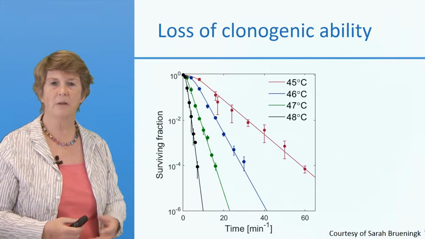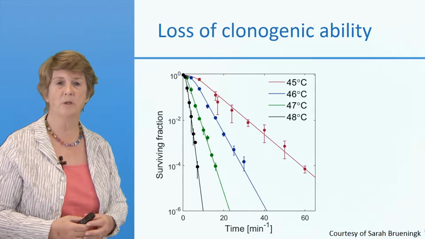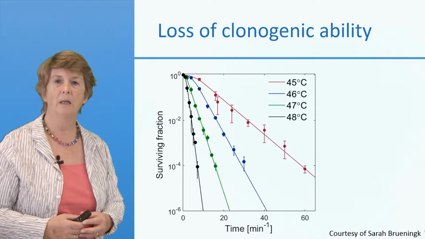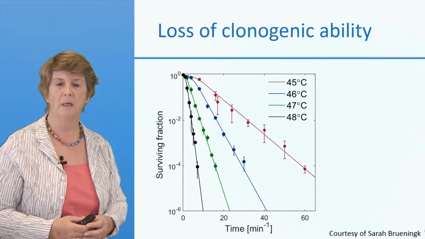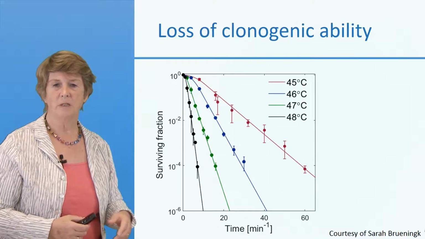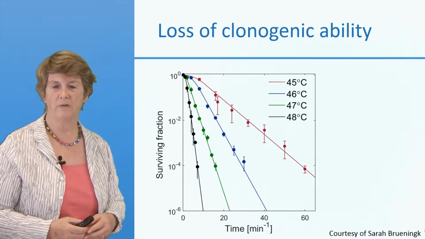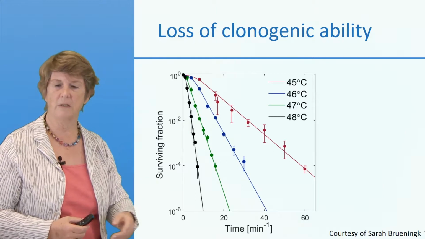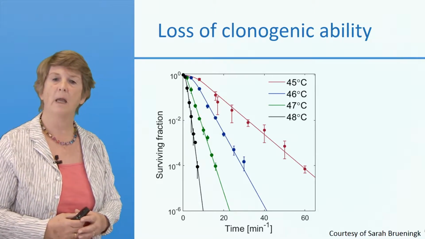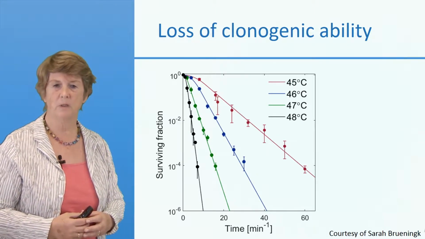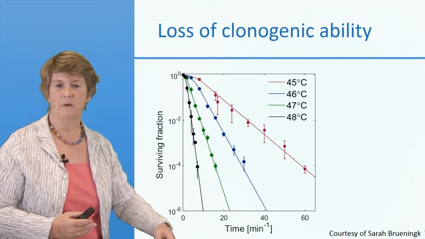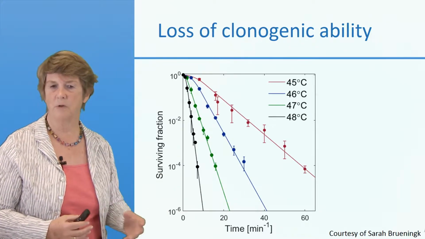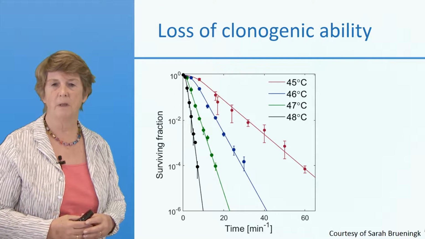The reduction in a cell's ability to divide, which is caused mostly by heating, is shown by a clonogenic assay. In this image, we can see a graph which shows the surviving fraction, so on the y-axis, the number of cells surviving a given heat treatment. On the x-axis, we have the length of time that those temperatures are maintained for.